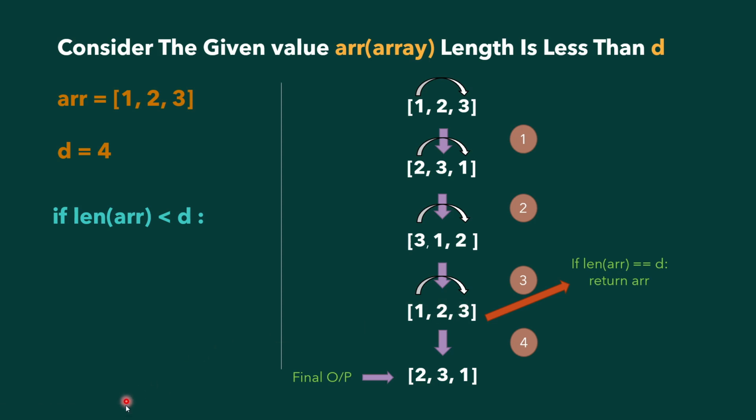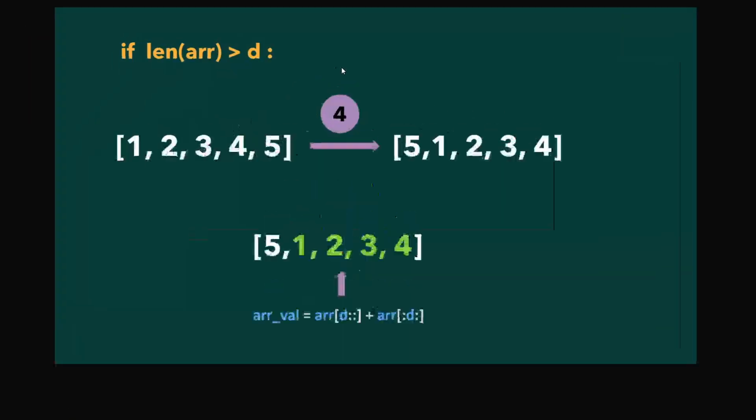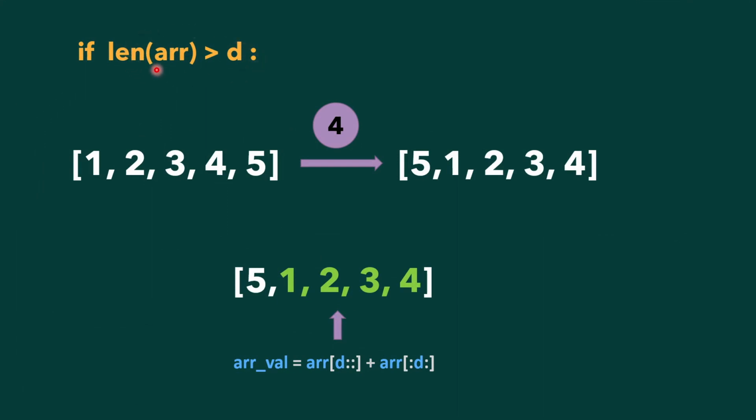So don't confuse that. Then we are going to see if length of array is greater than d, which means the length is 5 and the number of rotations is 4 here. How does the rotation happen? The 1 goes here, 2, then 3, then 4, like this. The final output looks like this, which means you can clearly understand the first four elements, four rotations, went here. So this is the logic.